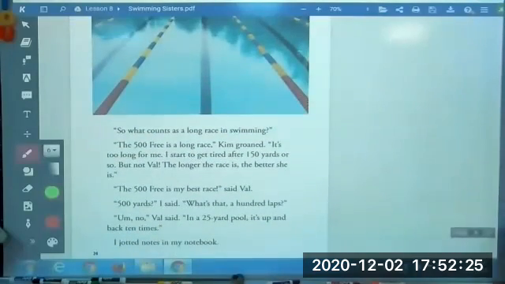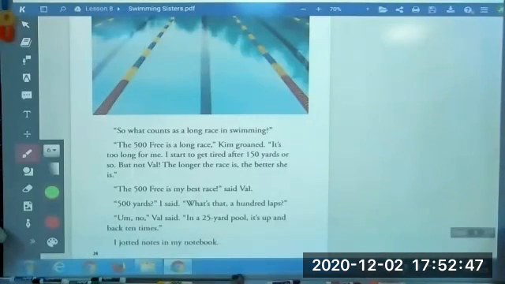So what counts as a long race in swimming? The 500 free is a long race, Kim groaned. It's too long for me. I start to get tired after 150 yards or so, but not Val. The longer the race is, the better she is. The 500 is my best race, said Val.